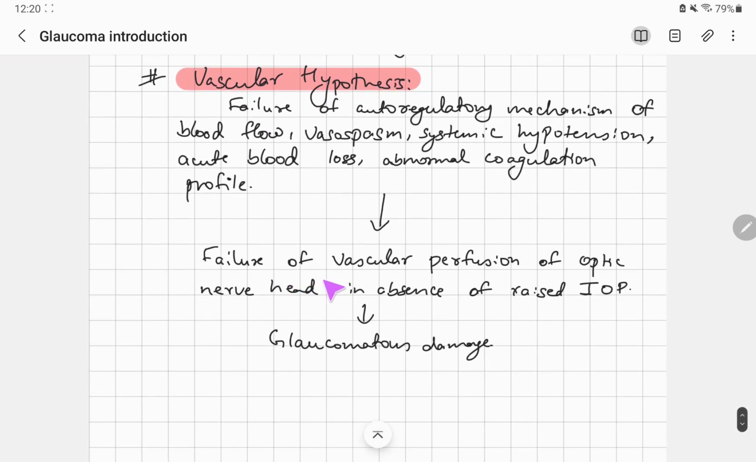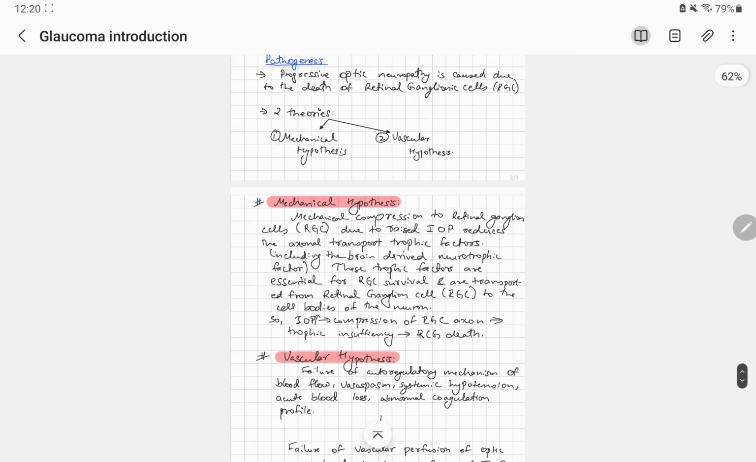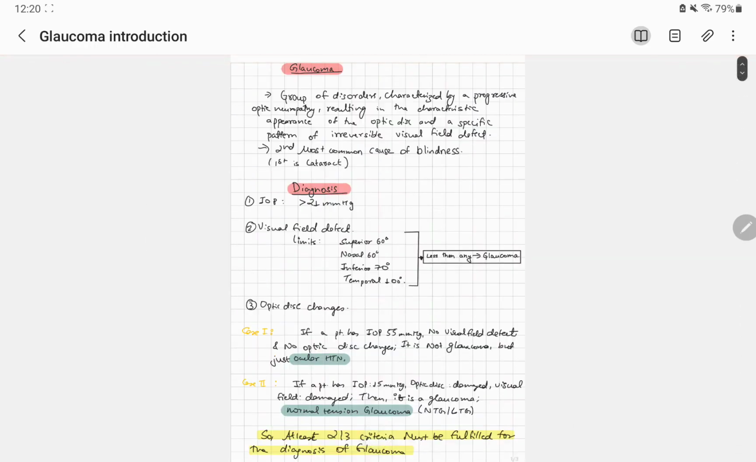This is all related to the vascular mechanism, the arteries and blood flow. Due to failure of vascular perfusion, blood is required. So in all these conditions, there is failure of vascular perfusion to the optic nerve head, even in the absence of raised intraocular pressure, and that will lead to glaucomatous damage. So this is the pathogenesis of glaucoma.